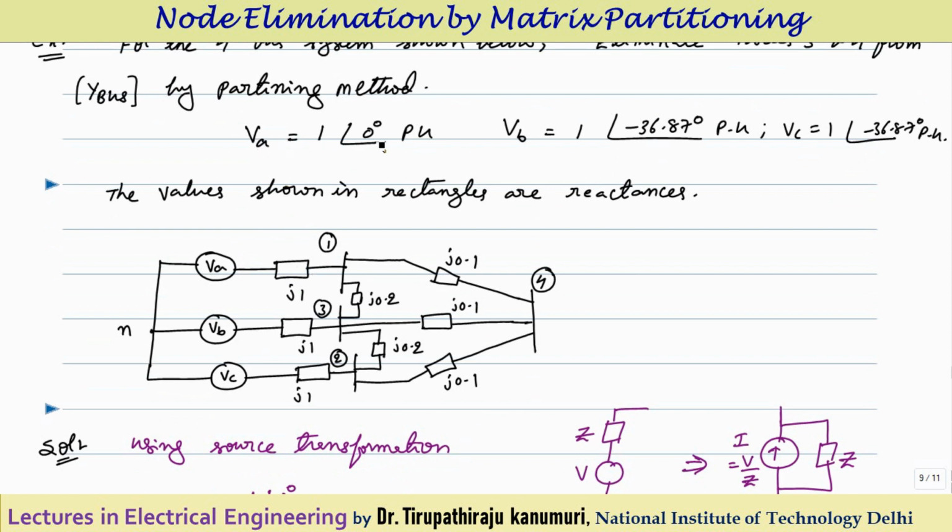So VA is given as 1 at an angle of 0, and VB and VC are 1 at an angle of minus 36.87 degrees per unit. That means this diagram is already the per unit diagram. The values shown in the rectangles are actually reactances. Those are given as reactances because reactance is nothing but the impedance with a resistance of 0. So we have to calculate the admittances from this. That is the first thing you have to remember, because this is given to confuse you. Generally people don't read this line, they directly use these as the admittances and they get the wrong answer.